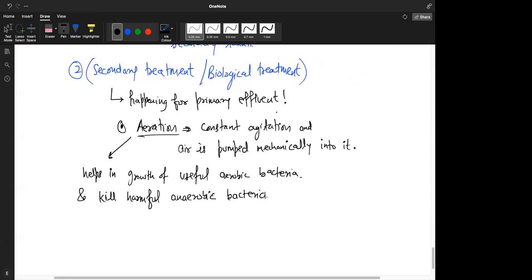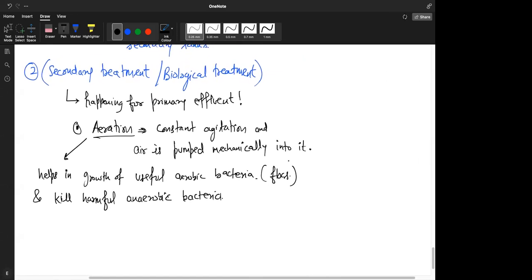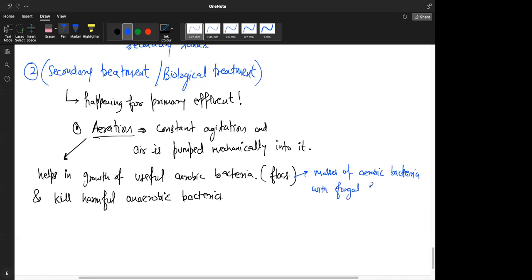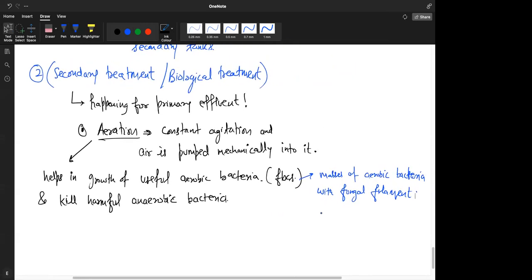And these aerobic bacteria are known as flocs. The group, they form a layer. So floc, you can write down, this has been asked in NEET. These are masses of aerobic bacteria with fungal filaments. So they look like a mesh which gets created over the water. Now, how are these flocs useful? Any idea? How are these bacteria useful? They are aerobic bacteria. Why are we increasing their number in the sewage water?